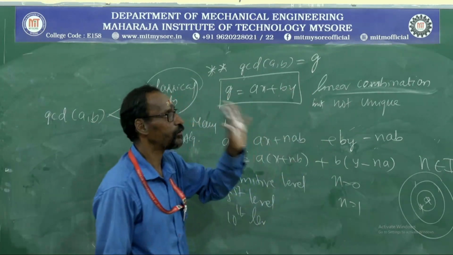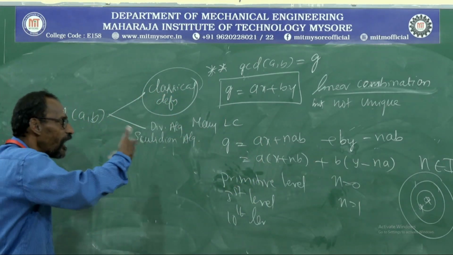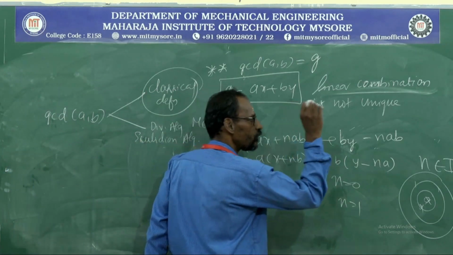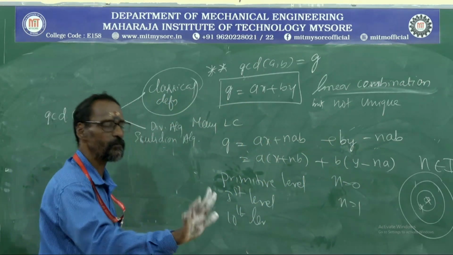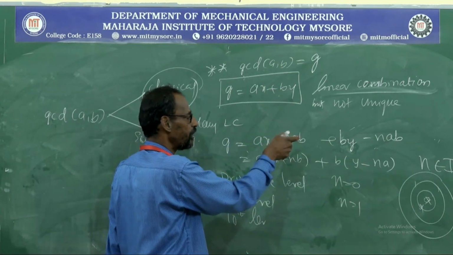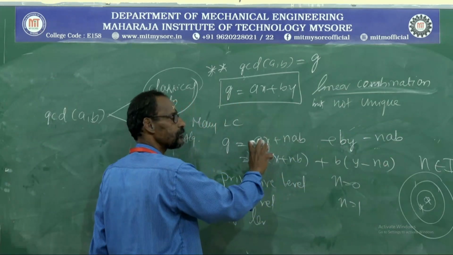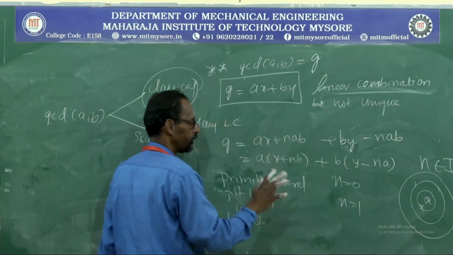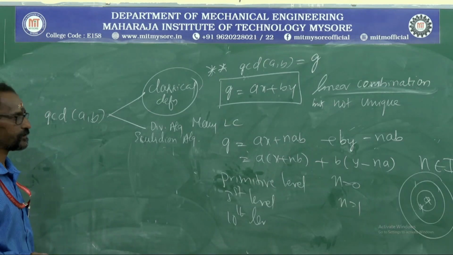But that X and Y are not unique. How to make many such combinations of a higher level? Introduce n into AB, where n is any integral value, preferably positive. Take the product of A and B, multiply by some number, add it, and subtract it. When you are adding, take A common. When you are subtracting, take B common. You will get the higher level linear combination.